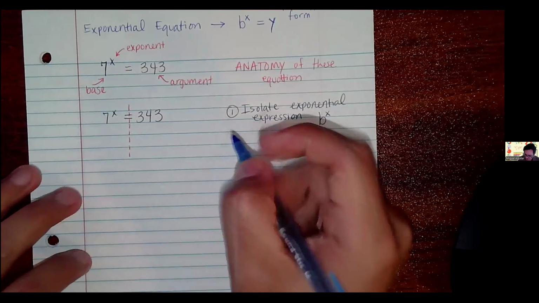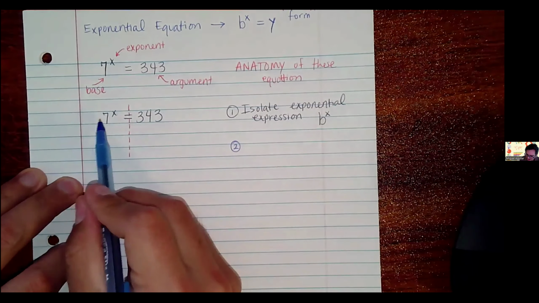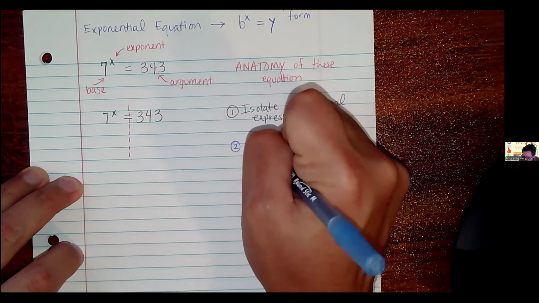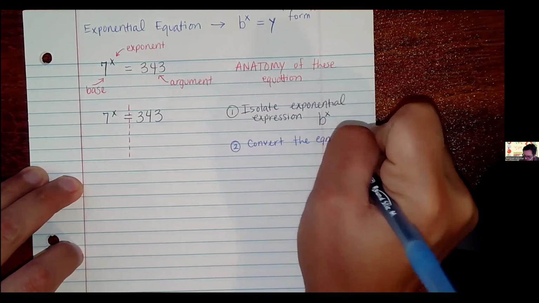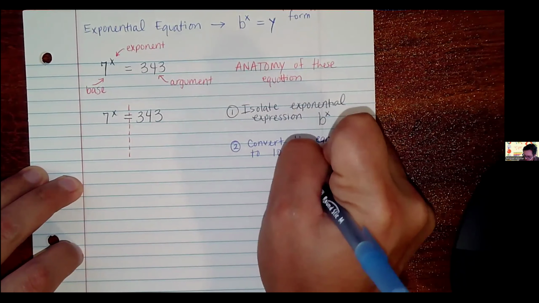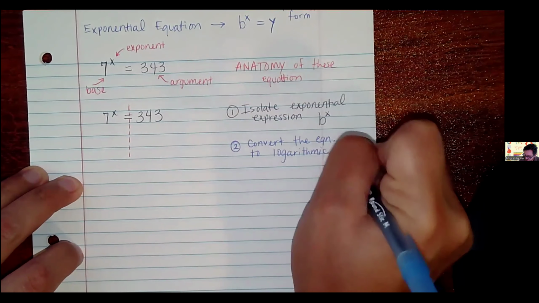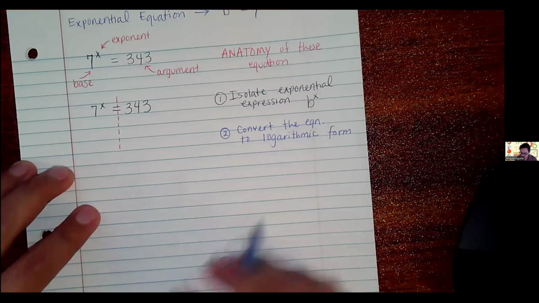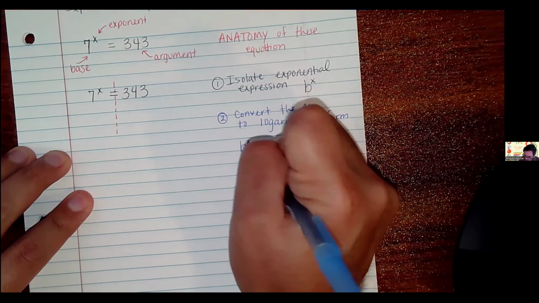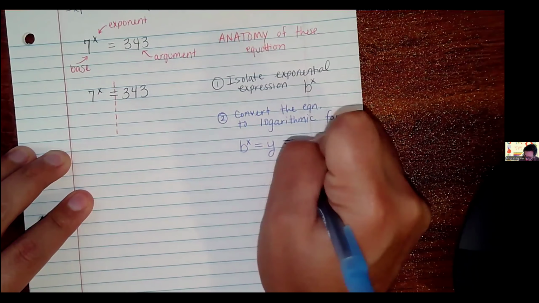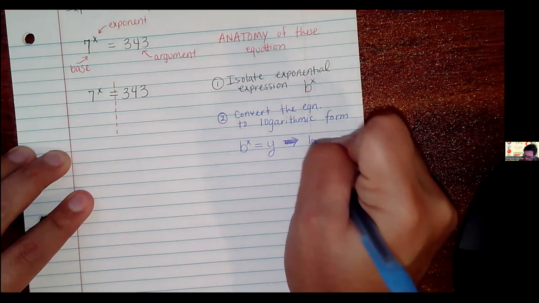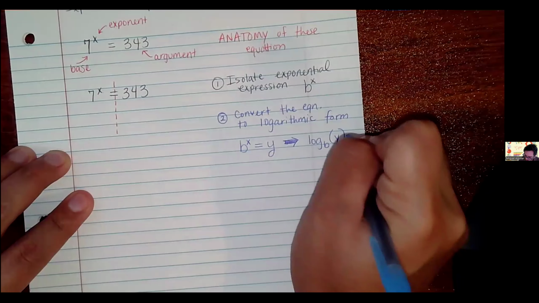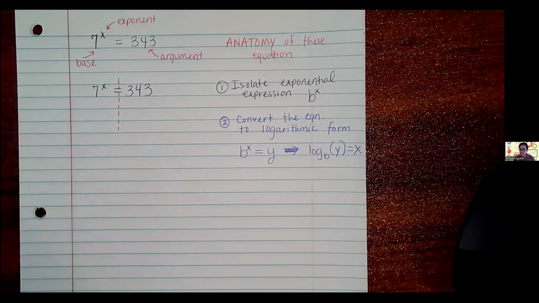The first tool that we're going to use to solve exponential equations is to convert the equation to logarithmic form. What that means is if you have b to the x power equals y, you should be able to convert this, and this is just a little arrow, to log base b of y equals x, where you swap the position of the x and the y and write log base b, whatever the base is.